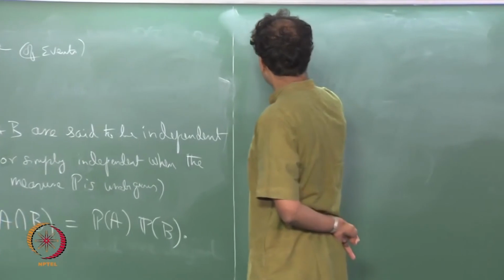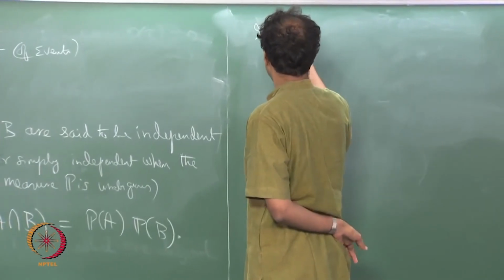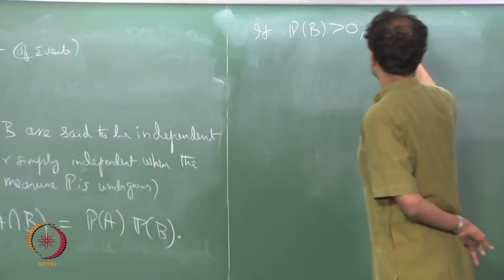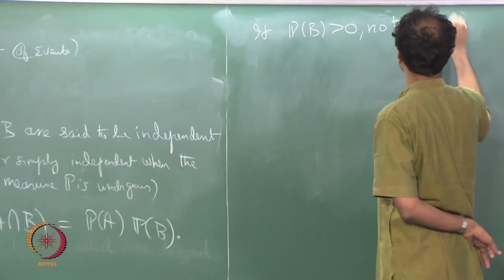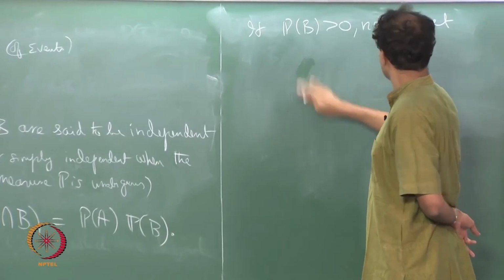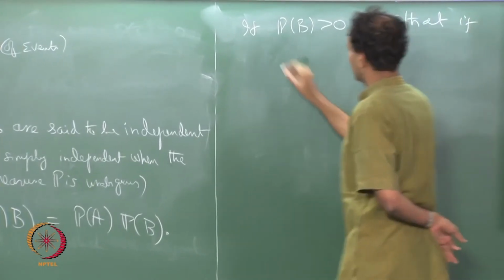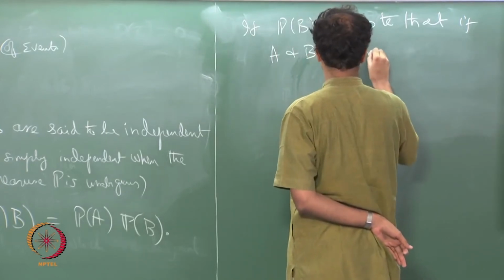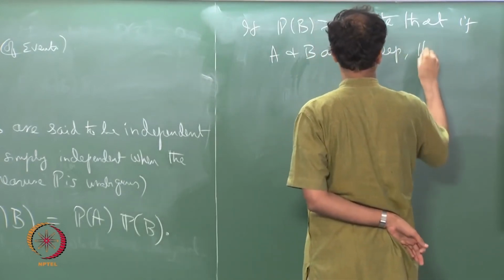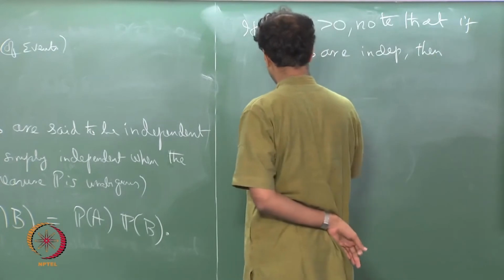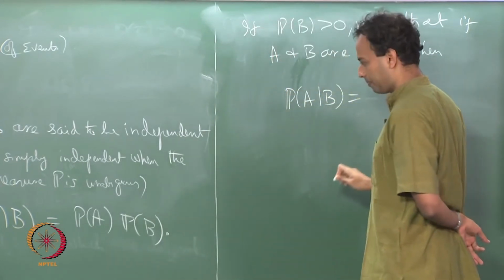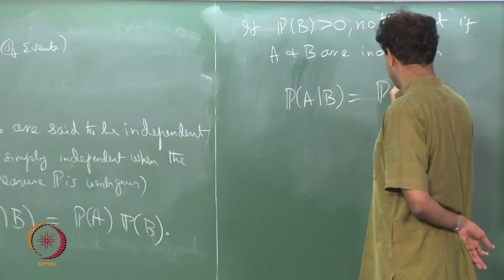So, if the probability of B is greater than 0, note that if A and B are independent, then the probability of A given B is equal to simply the probability of A.